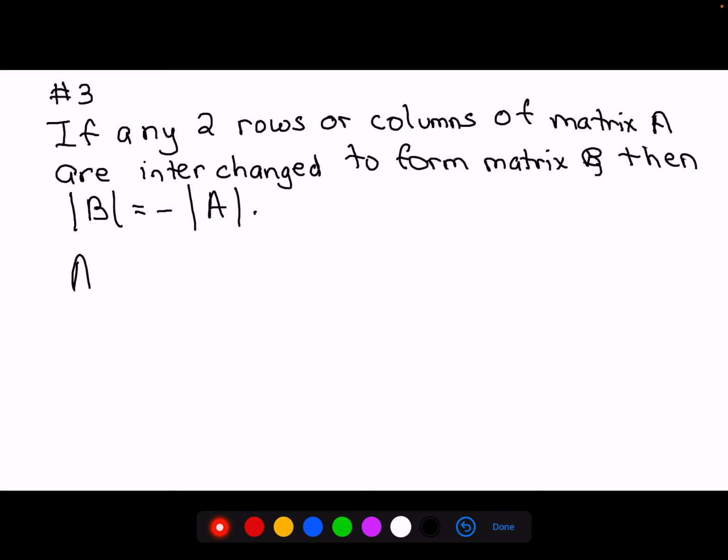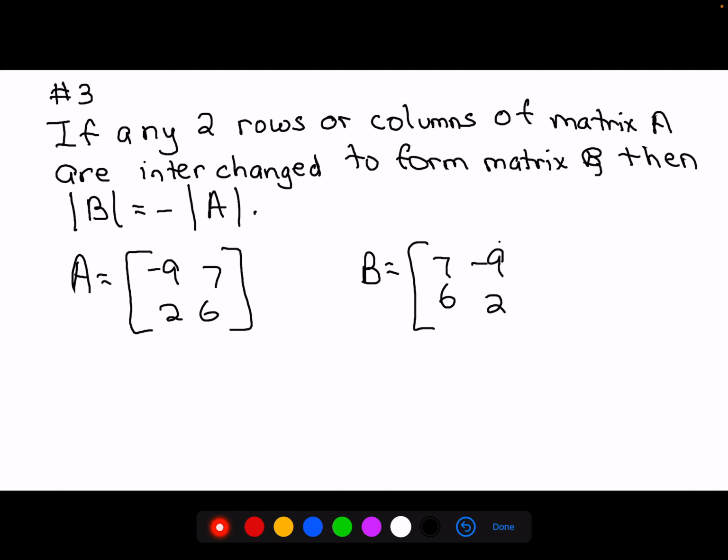So let's say matrix A has negative 9 and 7, 2 and 6. And let's say to make matrix B, we swap column 1 and column 2. If I wanted to, I could swap row 1 with row 2. As long as you can pick any two rows or columns and swap them. Interchange them. All right, let's look at what the determinants are.